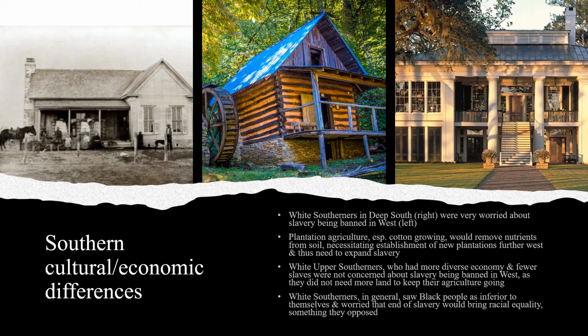This is because plantation agriculture, especially cotton growing, would wear out the soil very quickly, and slavery would have to expand into the West where new plantations could be built. Otherwise, there would be nothing to farm, and no money could be made by the plantation owners.